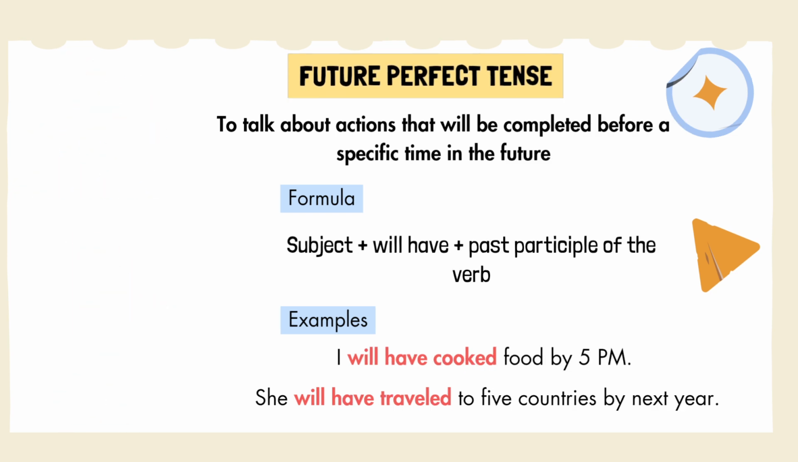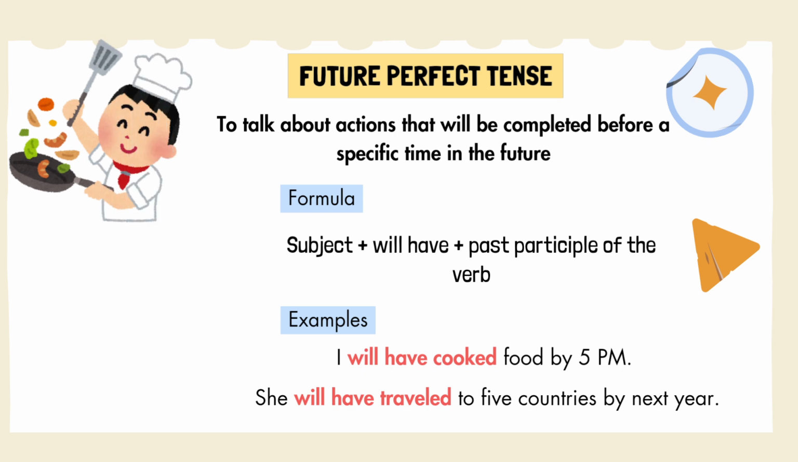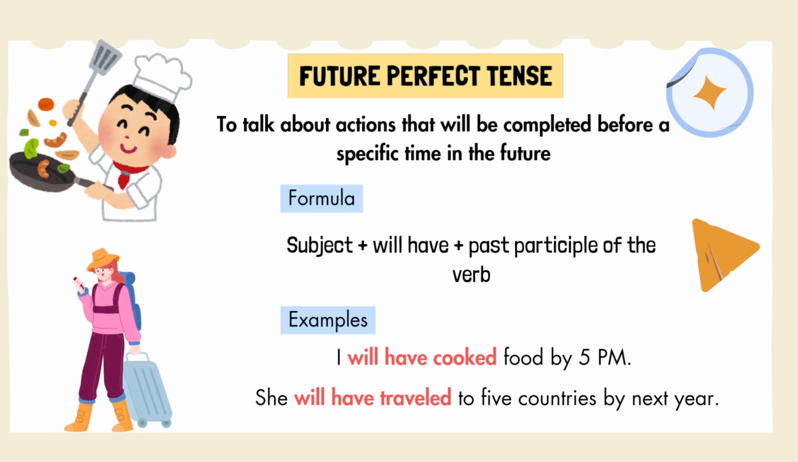Then we have future perfect. To talk about actions that will be completed before a specific time in the future. The formula is subject plus will have plus past participle of the verb. For example, I will have cooked food by 5 p.m. She will have traveled to 5 countries by next year. It's great for showing what will be finished by a certain time.